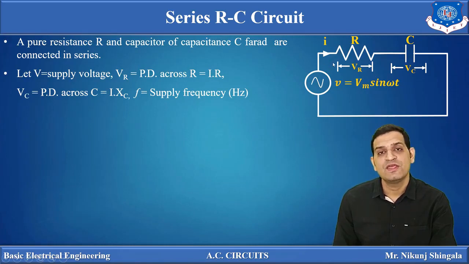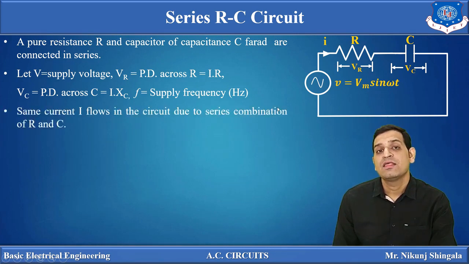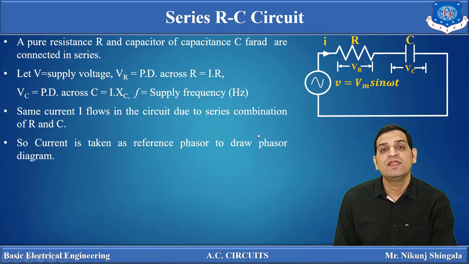Now both the resistor and capacitor are connected in series, so the same current will flow through both the elements, because there is only one path for the flow of current. And as current is common for resistor and capacitor, whenever we draw the phasor diagram, we will be taking current as the reference quantity.